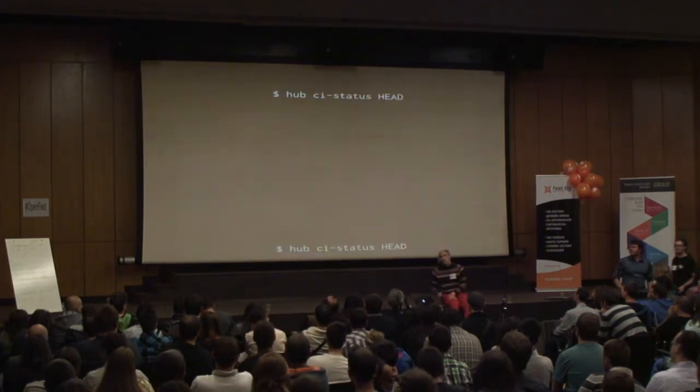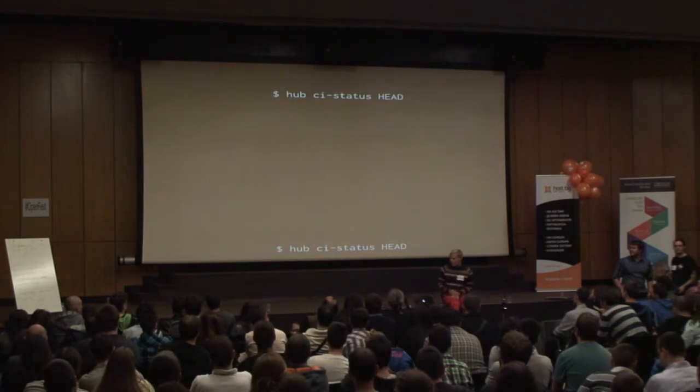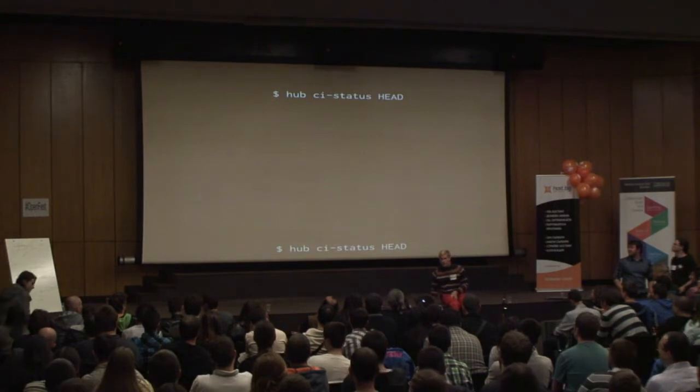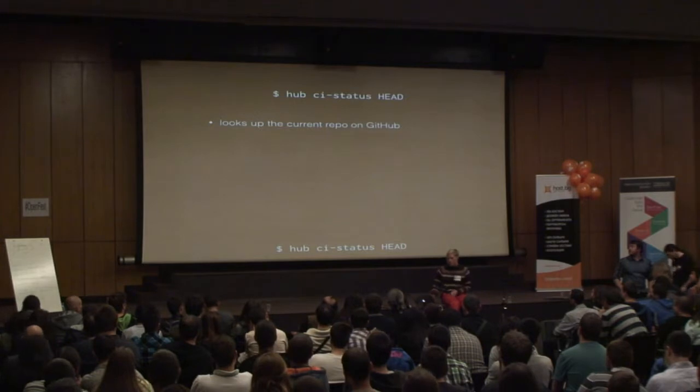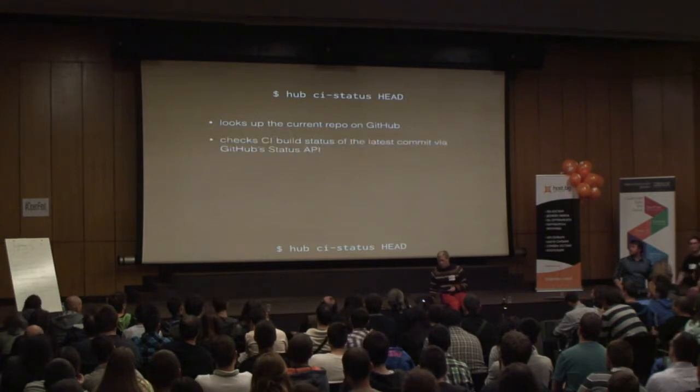So one of my tools has this CI status command, which you can ask, what's the status of the current revision in the context of the Git repository? It looks up the current repo on GitHub. It checks the CI build status of the latest commit via the GitHub status API.